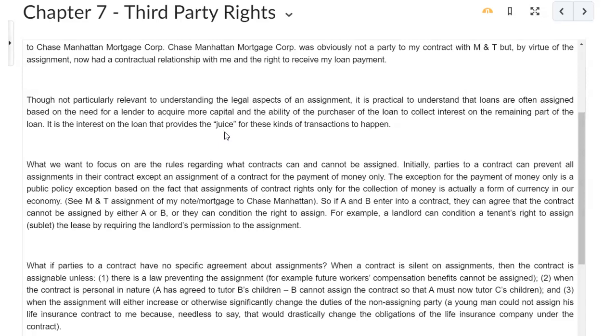And by the way, it wasn't that M&T Bank assigned its contract with me, and that was the only part of its transaction with Chase Manhattan. What lenders do is they bundle up any number of these loans and sell them to a third party.